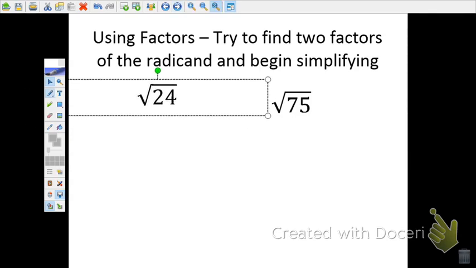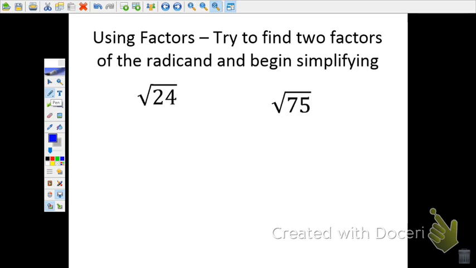Factors of 24. I heard 12 and 2. Factors of 12. 8 and 3. That's 6 and 2. I heard 3 and 4. Factors of 3. Okay, nothing except 1, which doesn't do us any good. Factors of 4. 2 and 2. Factors of 2.